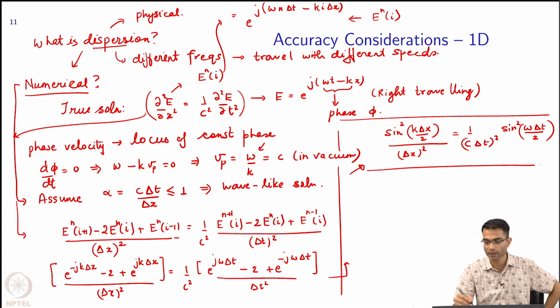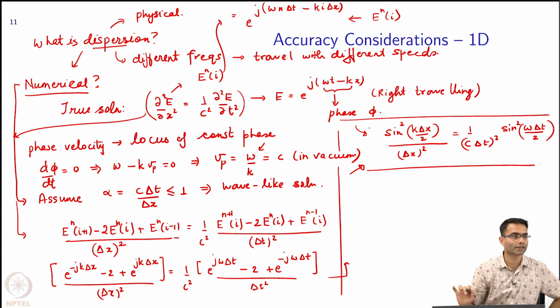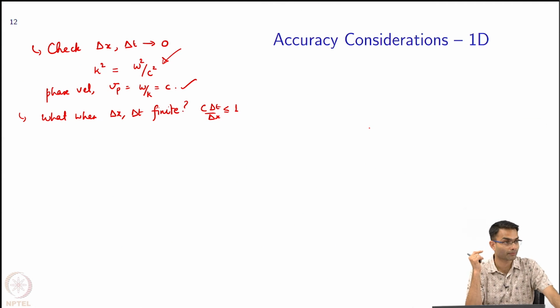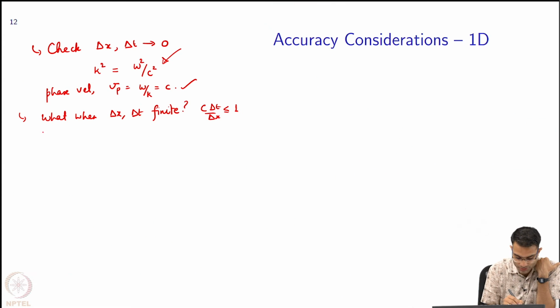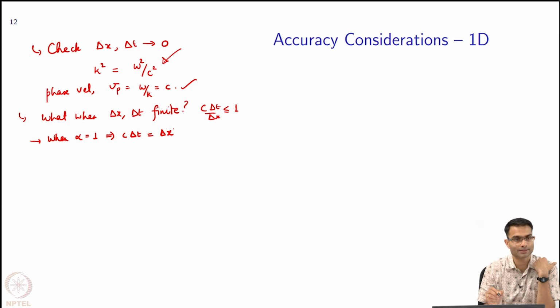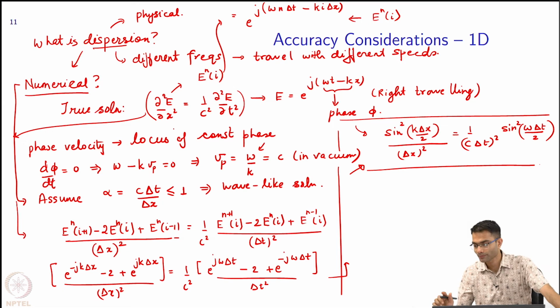When I look at this expression, it is not at all clear that omega is equal to c into k. It is not necessary that omega equal to ck is a solution to this equation. But under one special case it is. So, just look at what happens when alpha is equal to 1. It is allowed, right. So, then c delta t is equal to delta x. What happens over here?